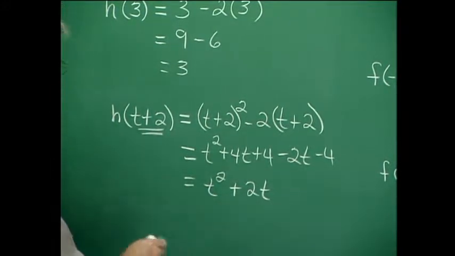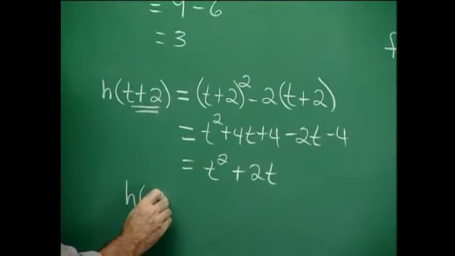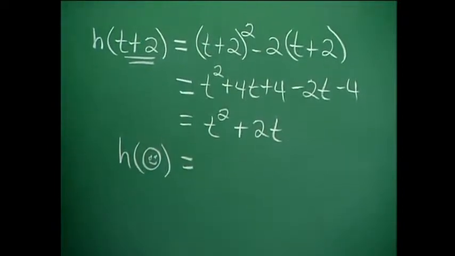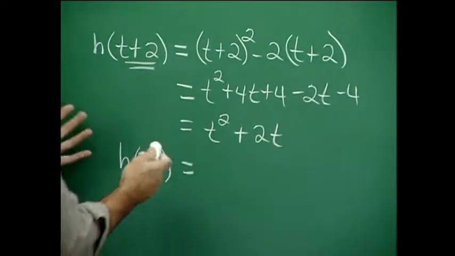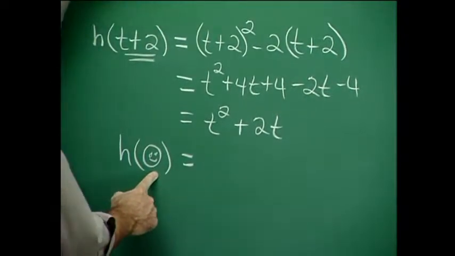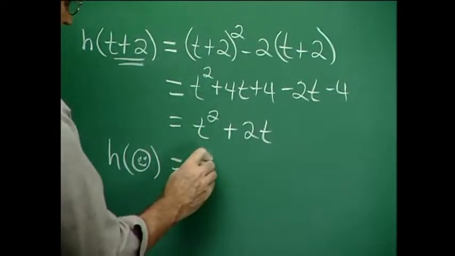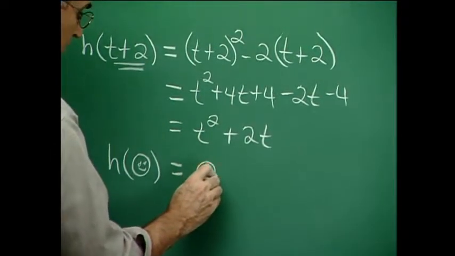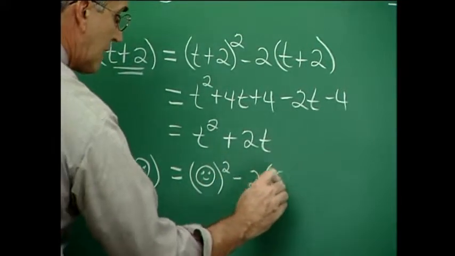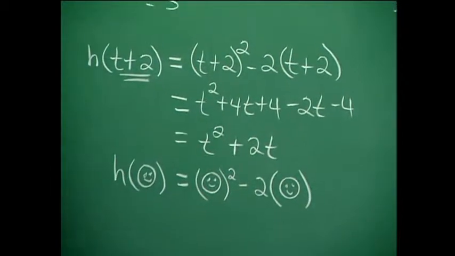Here's another one. What if I requested h of, oh, let's say, happy face. Now here we have to think of this as a blind replacement. We're blindly replacing t with the happy face. So it would end up being, we have t squared minus 2t, so it's happy face squared minus 2 times happy face. There we go.